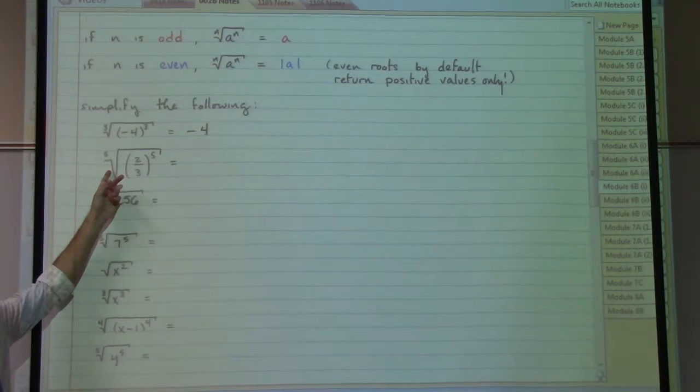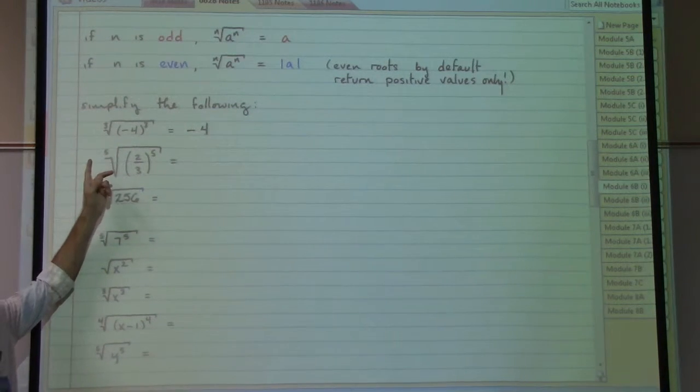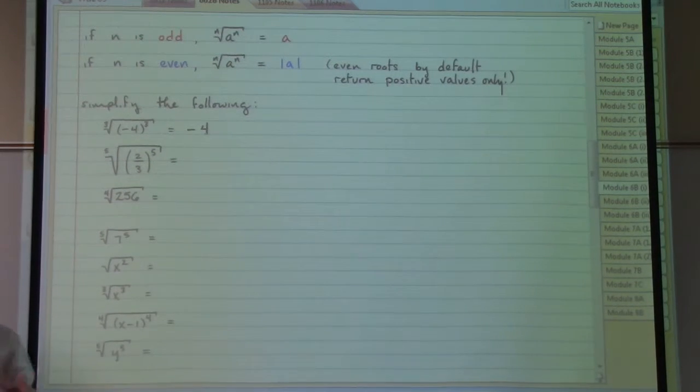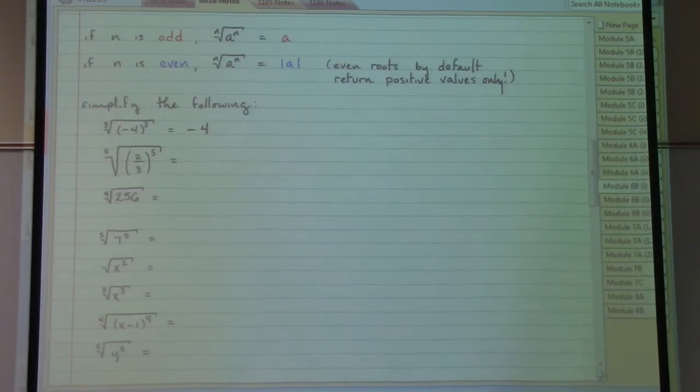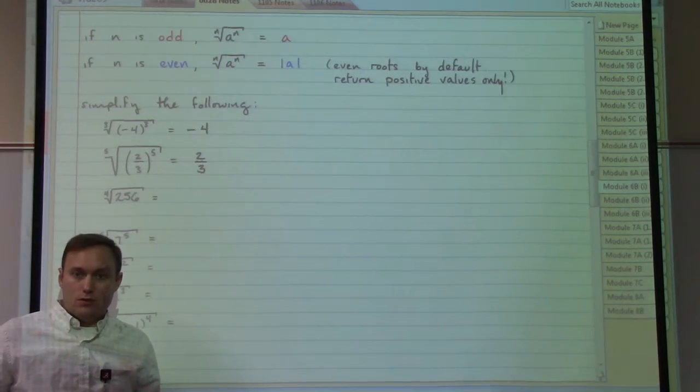A 5 sits out on the front porch here of our radical symbol, meaning that this is a 5th root. The number out there on that front porch matches the power that is underneath, which means that this unlocks directly. And when we unlock those, you could think of it as mentally erasing the radical symbol and erasing the power. And what you would have, if you do that little bit of mental erasing, would be parentheses 2/3. We don't need the parentheses as part of our answer. We can just write that fraction 2/3.